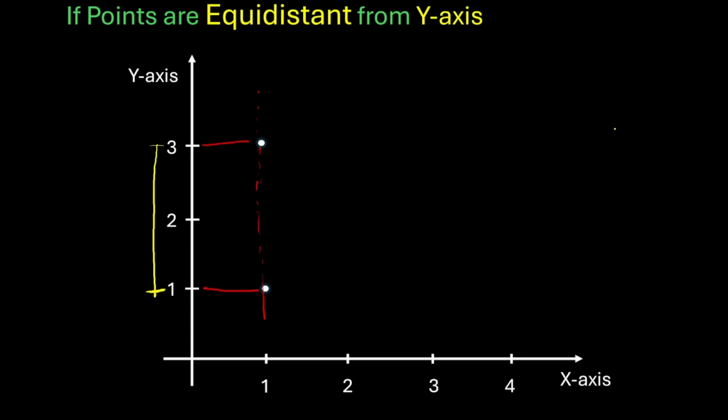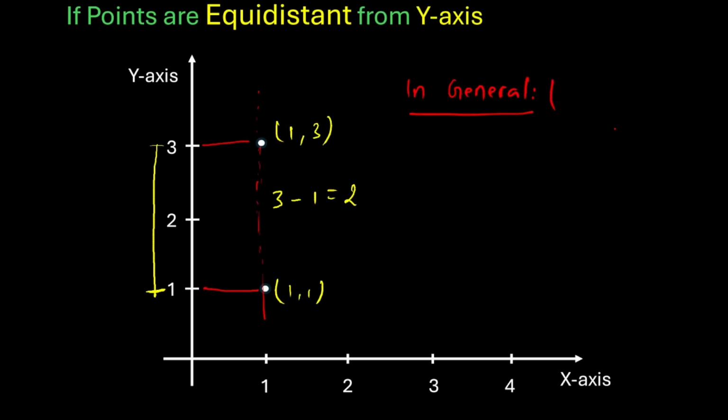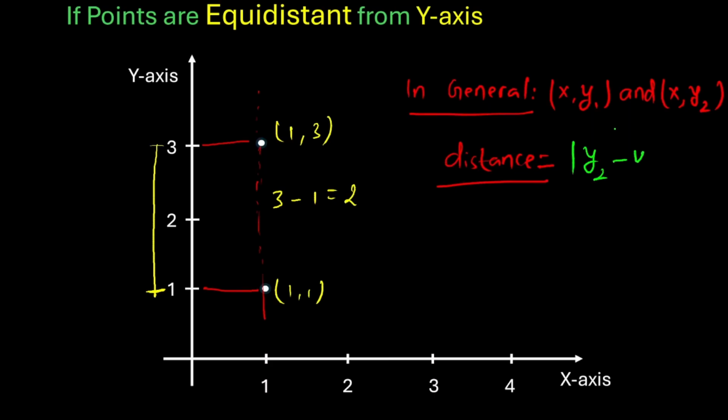What we have to do is just subtract their y coordinates, right? This point has coordinate 1 comma 1 and this point has coordinate 1 comma 3. What we have done here is subtract their y coordinates and we have 2. So the distance between them is just 2. In general, if we have 2 points x, y1 and x, y2, the distance is the subtraction of their y coordinates.